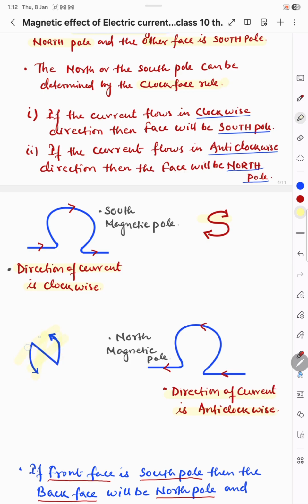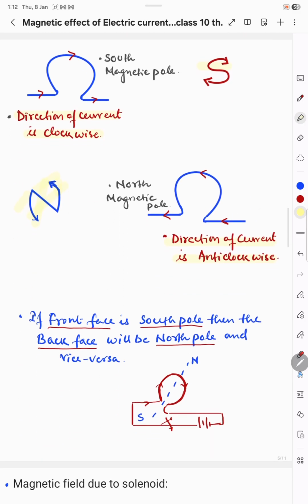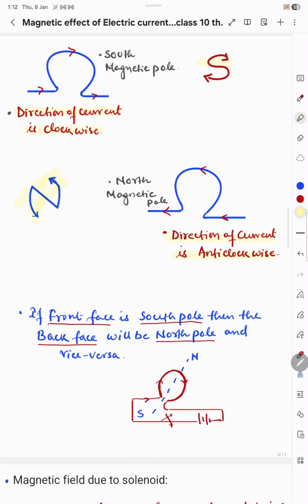So since this loop behaves like a thin magnetic disk, if we find that the front face is the south pole, then the back side of that will be the north pole.